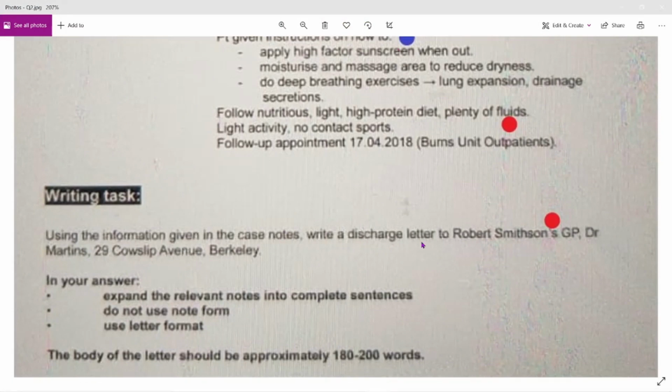It's a discharge letter to Robert Smithson's GP. So it's a known case, apostrophe S will be there. And the address has been given. The second name has been given, the first name has not been given, so you can take the second name. The address has been given over here, and 180 to 200 words. So now we will again go and read. So we know that this is a burn case.